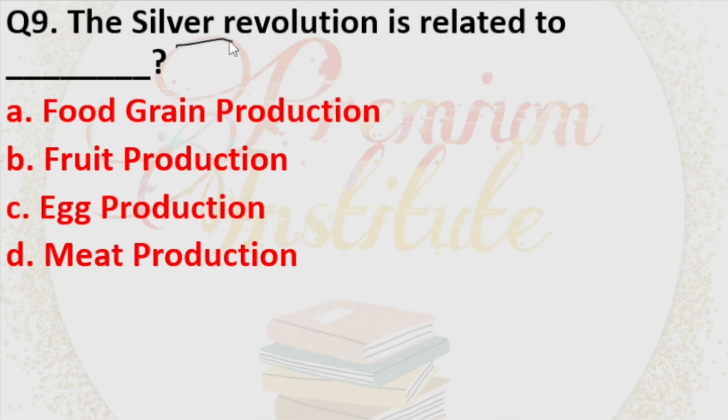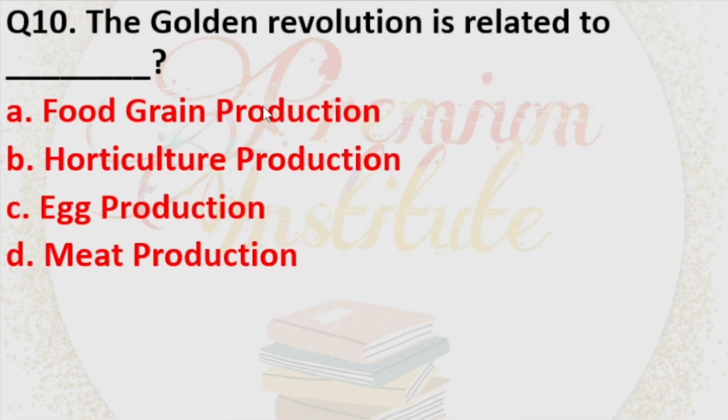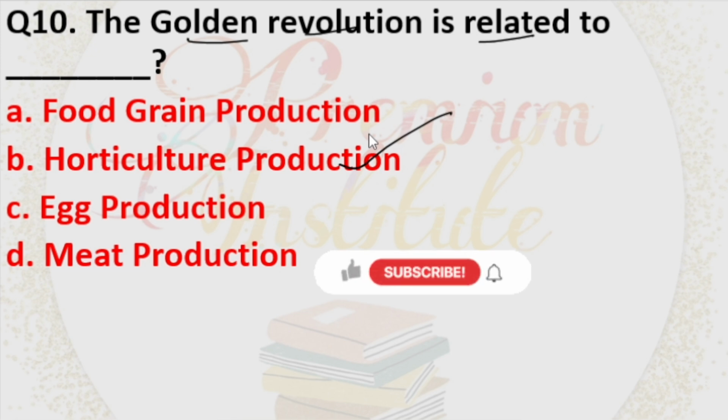9. The Silver Revolution is related to A. Food grain production, B. Fruit production, C. Egg production, D. Meat production. Answer: C. Egg production. 10. The Golden Revolution is related to A. Food grain production, B. Horticulture production, C. Egg production, D. Meat production. Answer: B. Horticulture production.